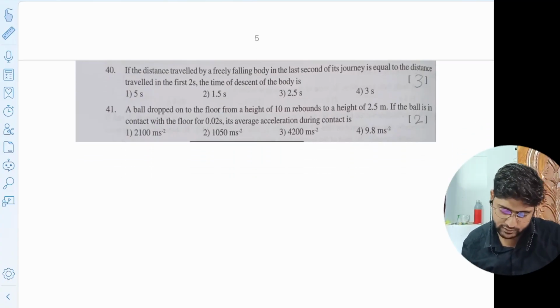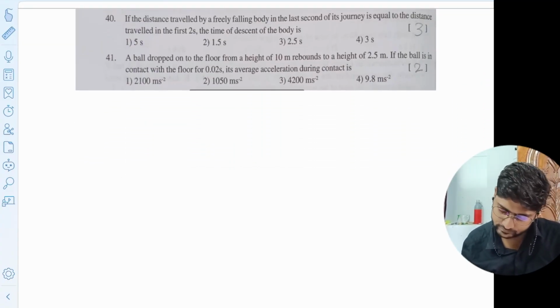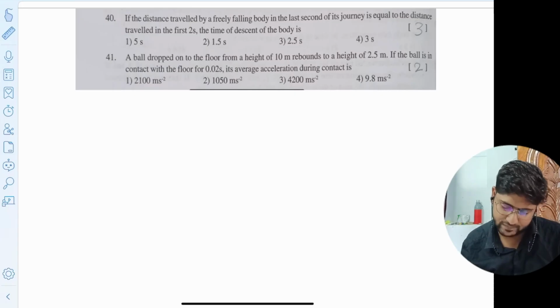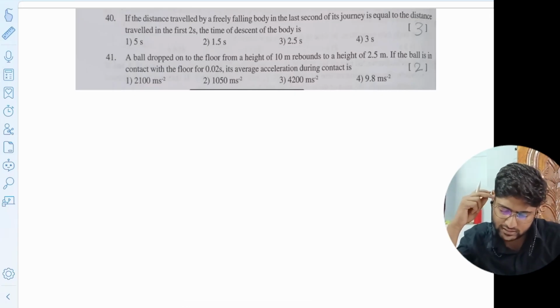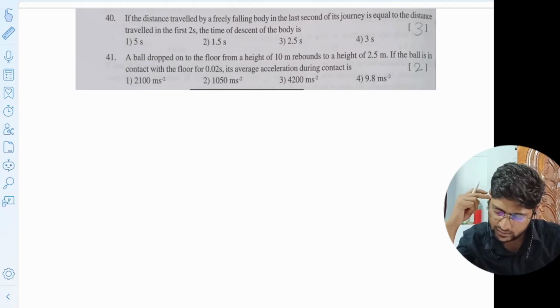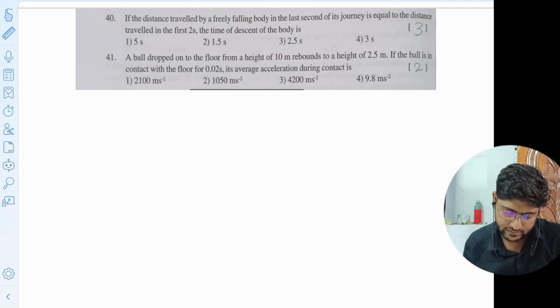So question number 40 and 41. I will solve question number 40, 41 is homework. If the distance traveled by the freely falling object in the last second of its journey is equal to the distance traveled in the first 2 seconds, then find the time of descent of the body. Time of descent means falling time.